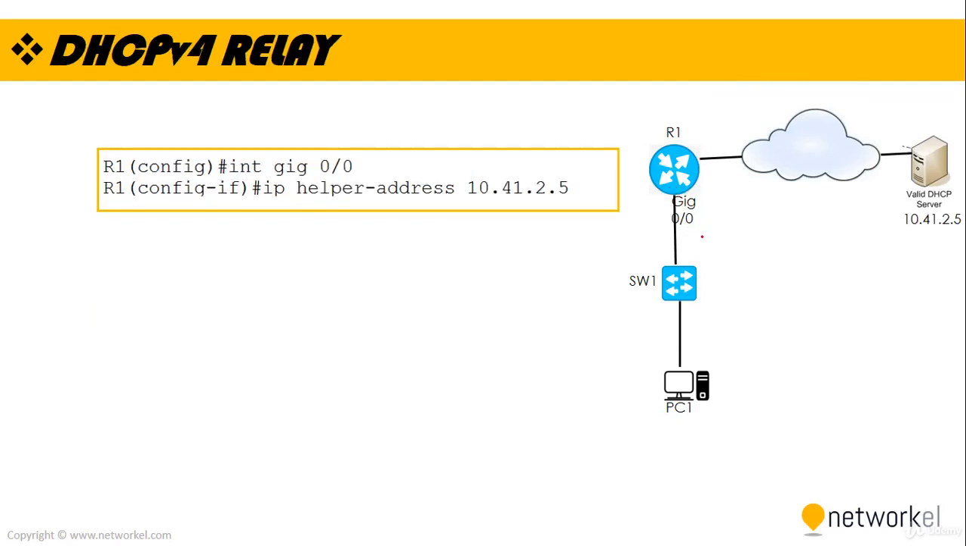The most common use of a router for DHCP services is the DHCP relay. In DHCP relay, the router forwards DHCP broadcast packets to the DHCP server, which is also known as the helper. For example, if PC1 makes a DHCP request, router 1 will forward these packets to the valid DHCP server, which is 10.41.25 in this example.